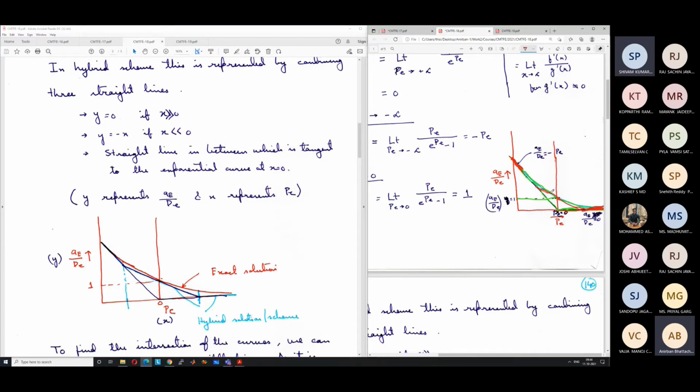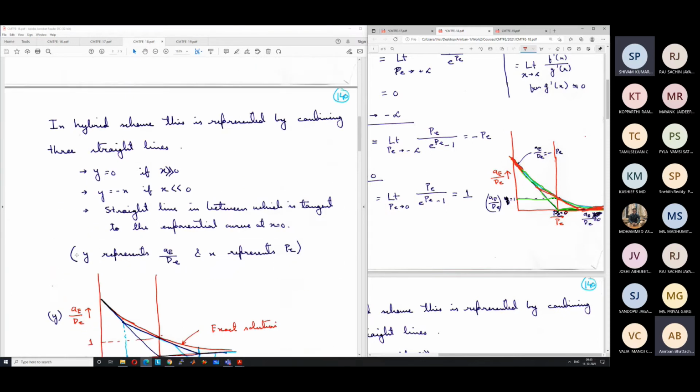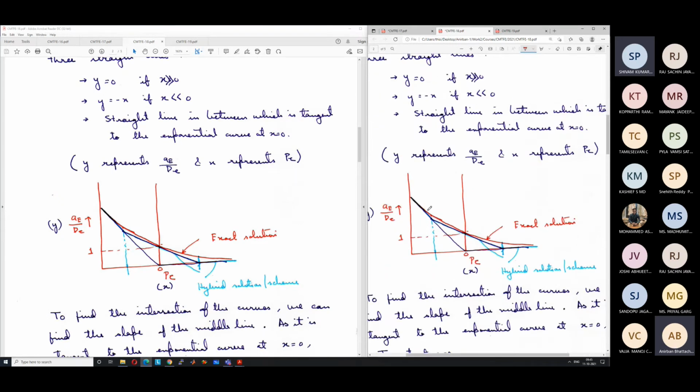We'll fit a line like this such that its value is 1 at x equal to 0, or A by D is 1 at P equal to 0, and its slope is equal to the slope of the actual curve at x equal to 0, so that it is tangent at that point. This curve is the exact solution, and we are representing it by 3 straight lines. One straight line like this, and one straight line we'll use a different color.